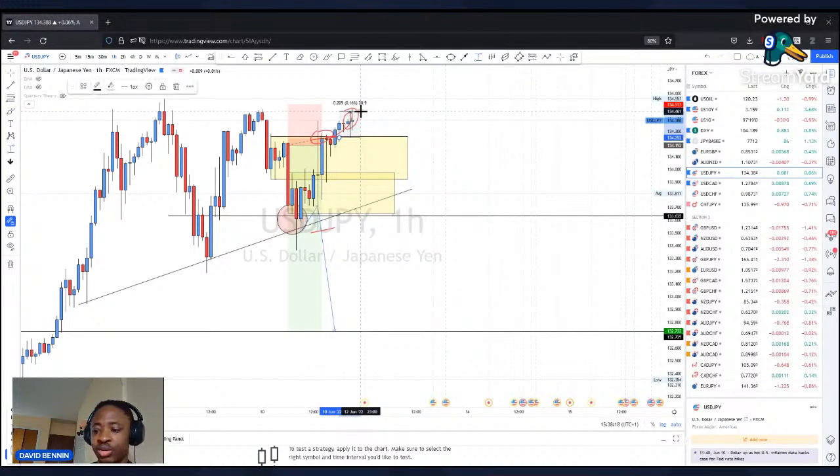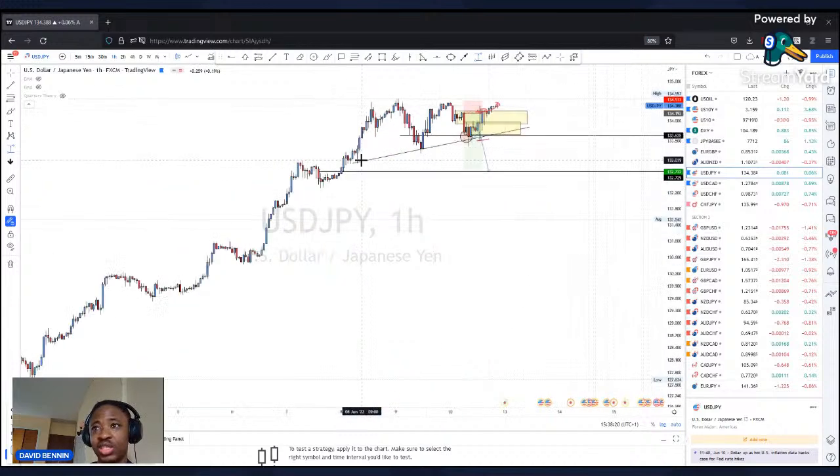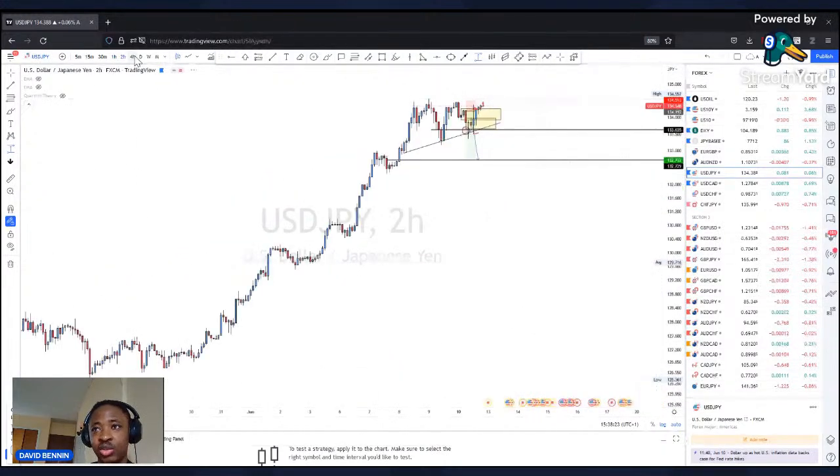But it was not that bad. That was around 21 pips. It was still decent to hold. So let's look at this going into next week.